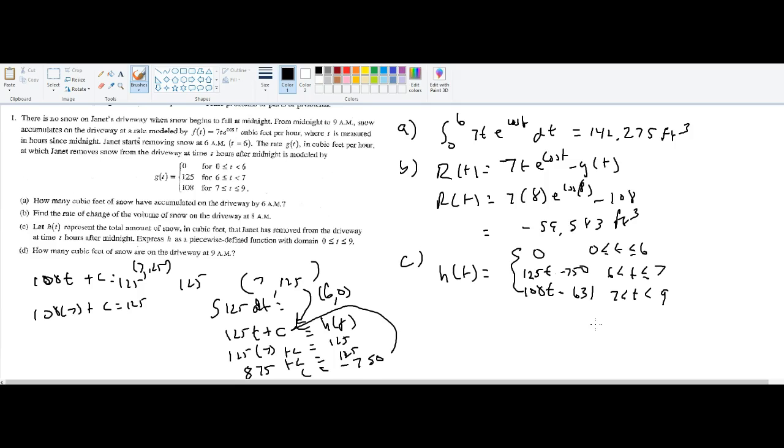We got it. How many cubic feet are on the driveway at 9 a.m.? Well, that's pretty straightforward. Now that we've done all this work, I'm simply going to say the amount on the driveway is going to be the integral from 0 to 9 of 7t e to the cosine t dt minus, and by the way, I would probably, just because I'm nervous about math always, I'd say she did 125 during the first one, plus she did another 2 times 108. You could use this equation. You can even go back and integrate the thing from scratch. Kind of don't think I want to do that, so 216.